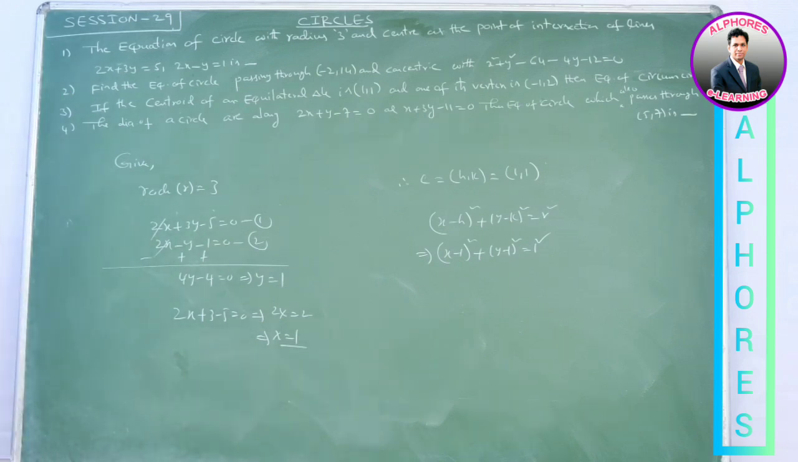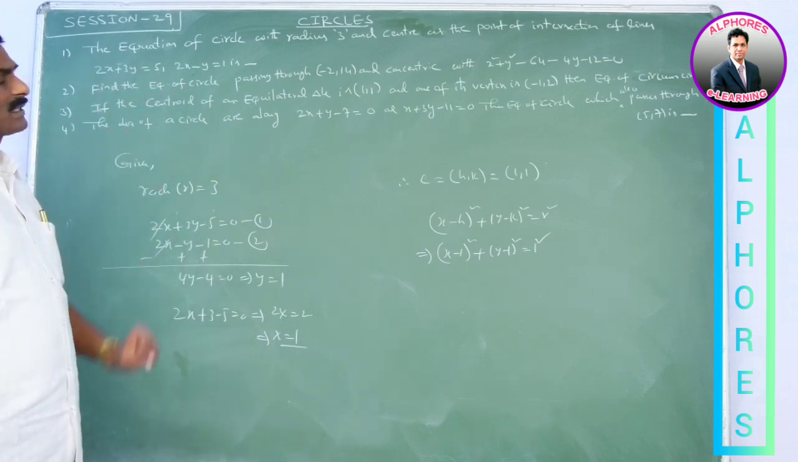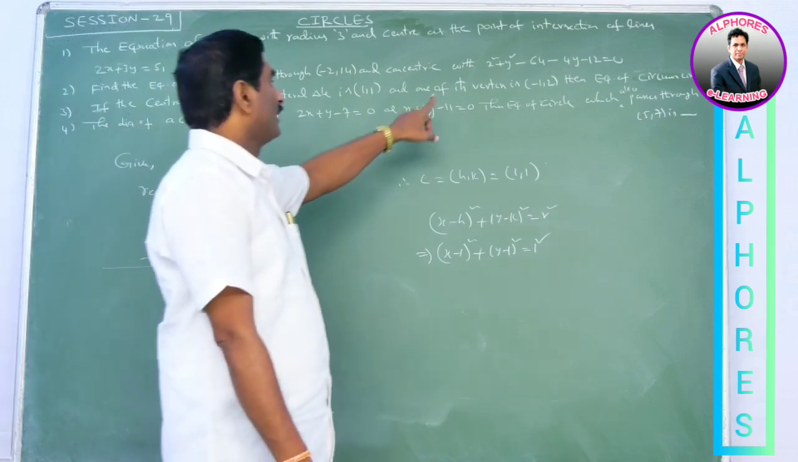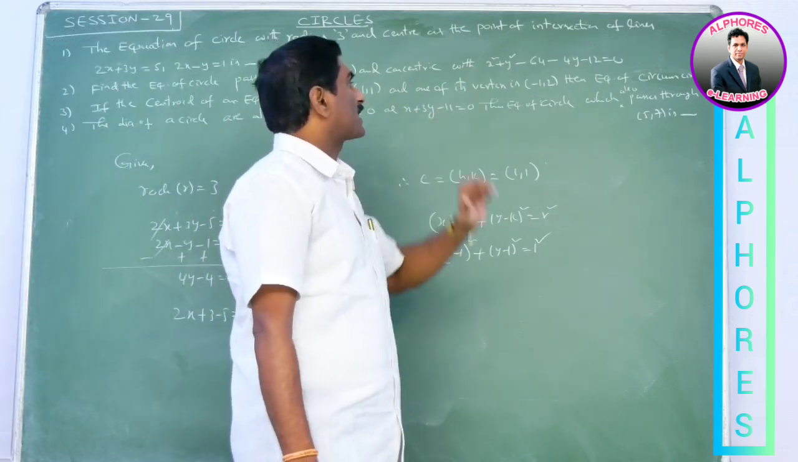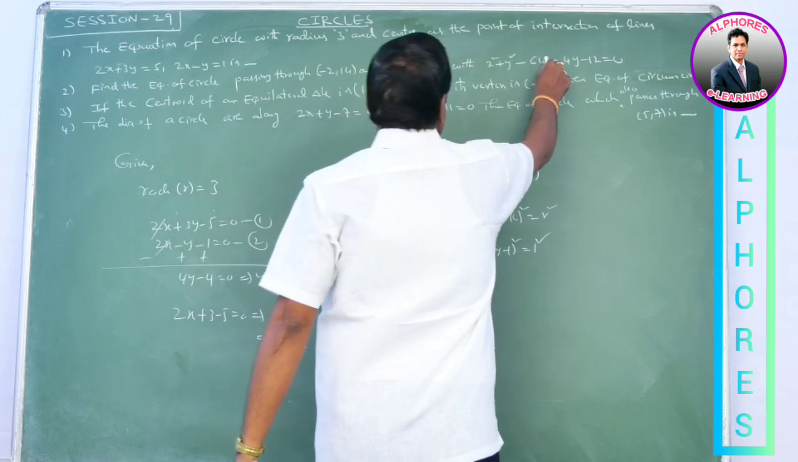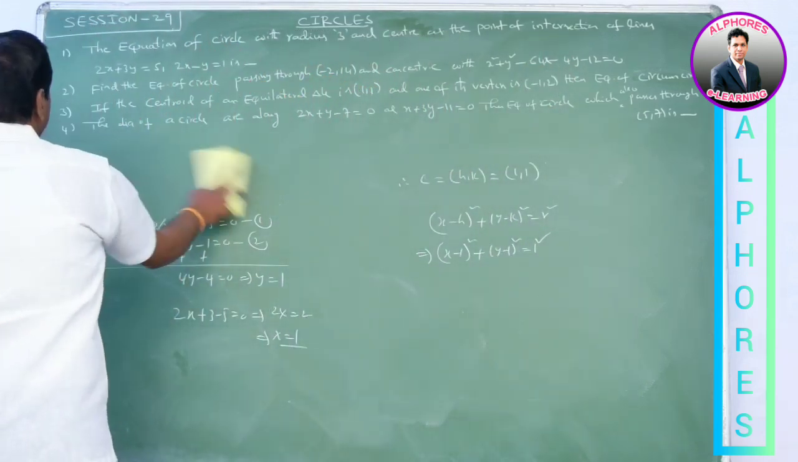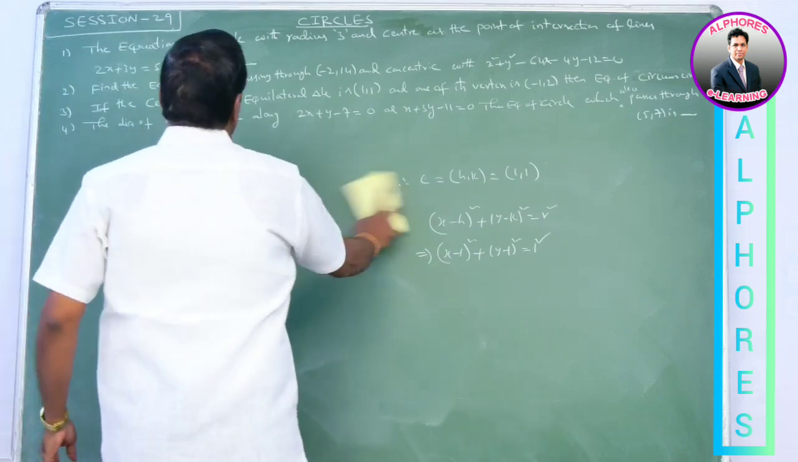Next, second one. Find the equation of the circle passing through (-2, 14) and concentric with the circle x² + y² - 64x - 4y - 12 = 0.